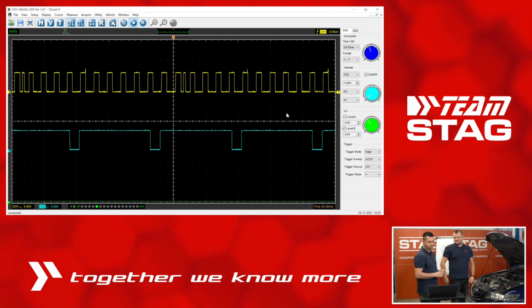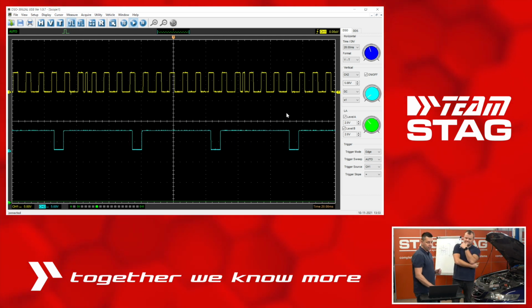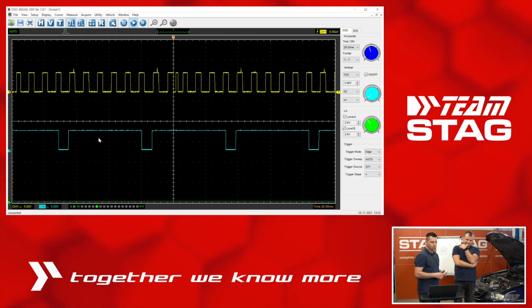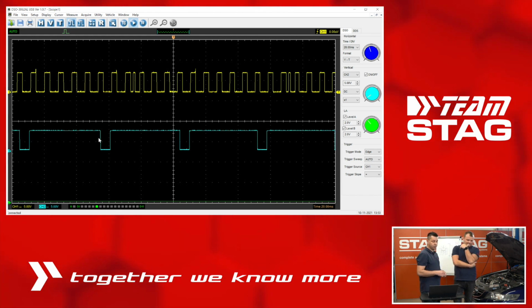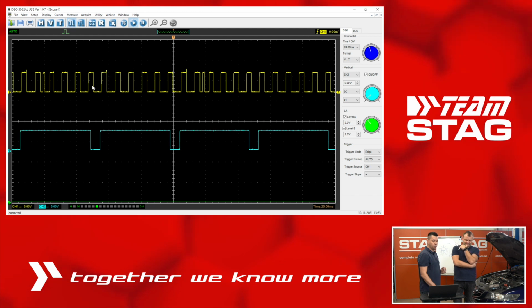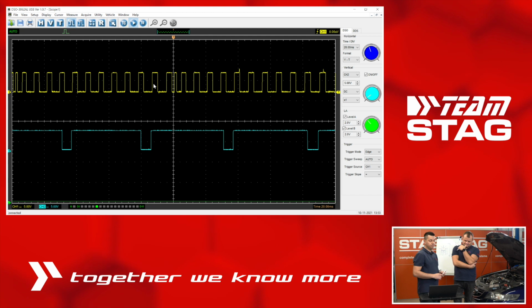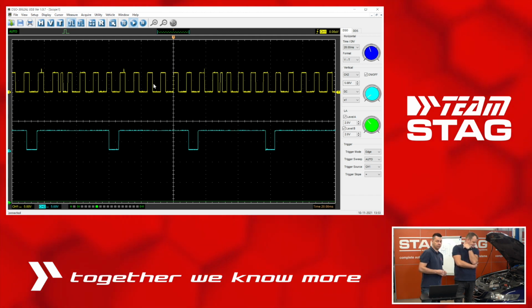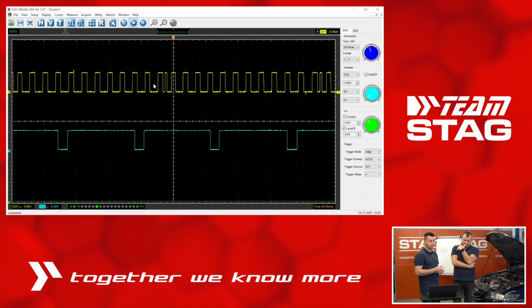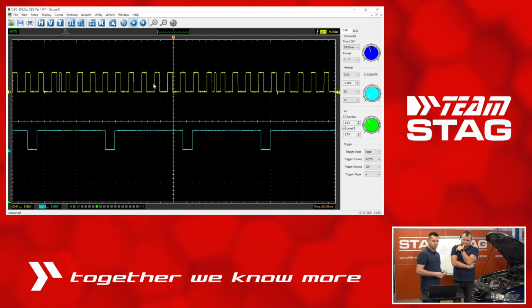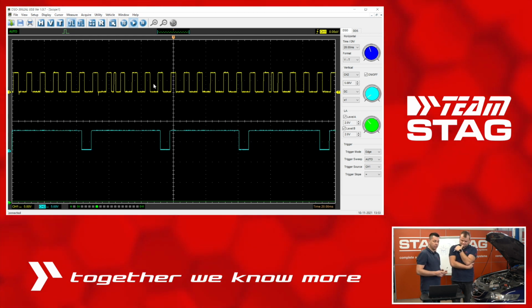Yes, okay. And then you can check it. Okay, so right now we left the blue probe on the camshaft position sensor, but the yellow probe is now connected to the crankshaft position sensor. As you can see, the signal from the crankshaft position sensor is also a typical Hall-effect signal.